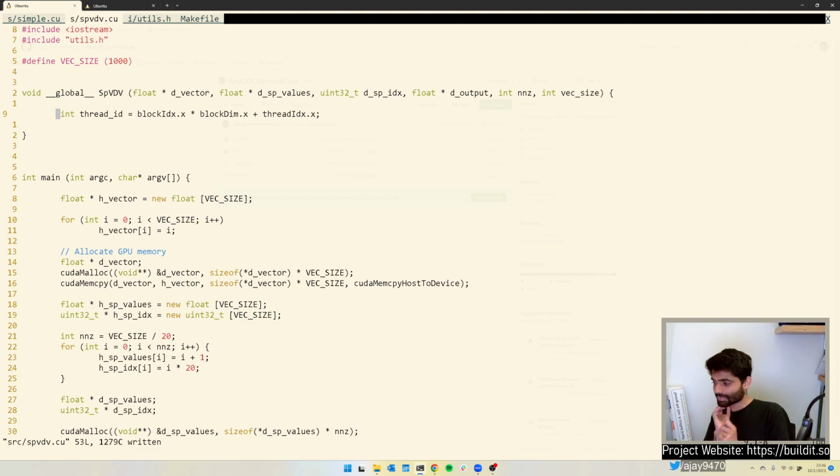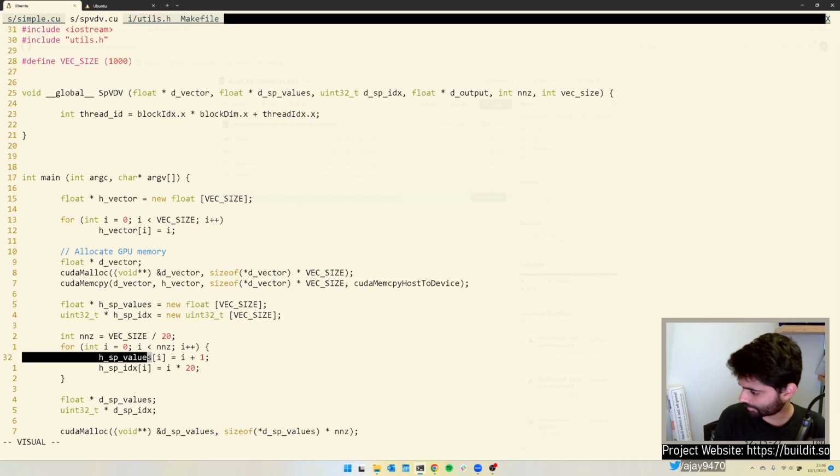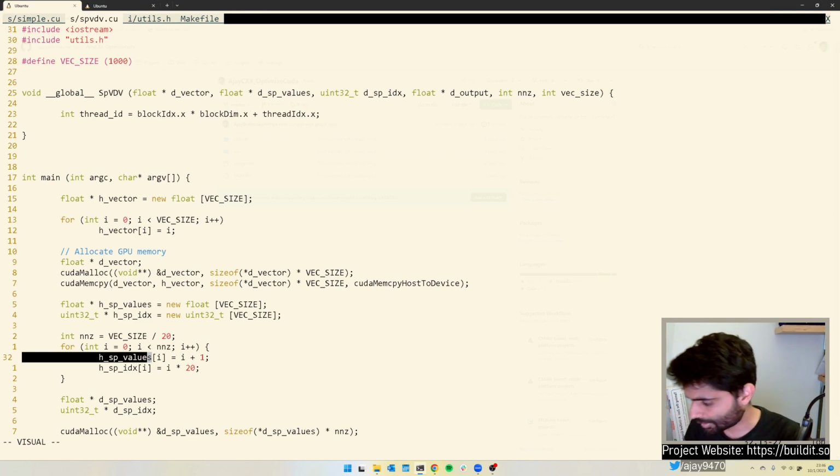But now here's what I'm going to do. Are the non-zero values in h_sp_values contiguous, allowing coalesced accesses? They are. The sp values are stored contiguously. You can see here that this is actually being stored contiguously. The values are stored contiguously next to each other. The indices are stored in a separate array, but logically there are zeros in the middle, which we're not storing.